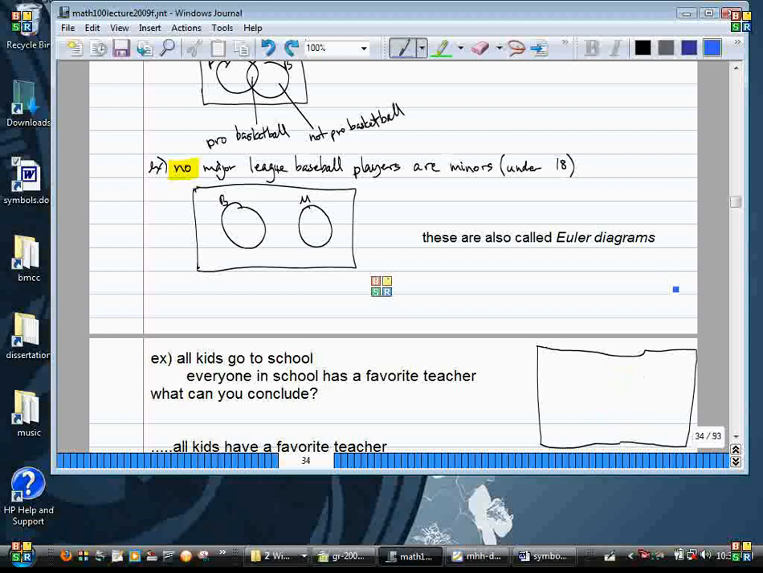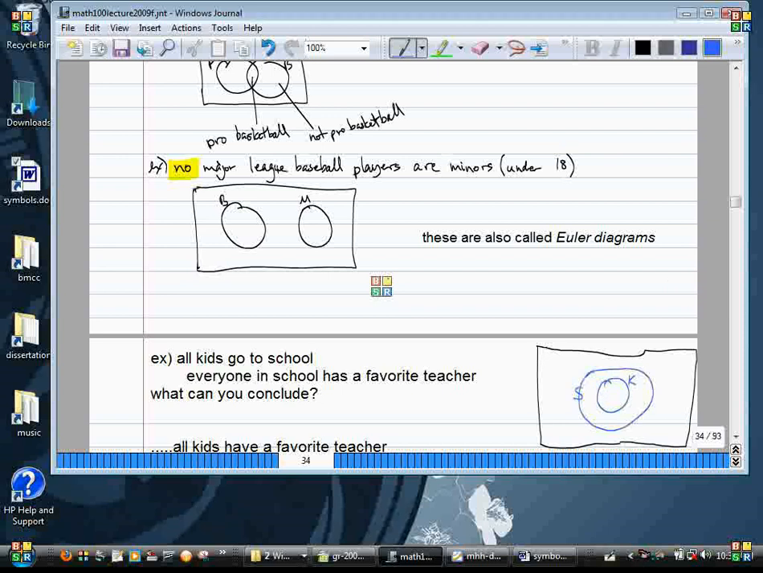So let's actually back this whole thing up. First we draw, let's actually go statement by statement. All kids go to school. So if this is the circle for kids, the next thing we should draw is the circle for, I'll say go to school, I'll just call that S. How do we draw that circle? Absolutely. Just like that. Okay, so does this represent all kids going to school?